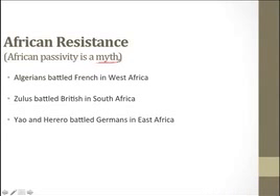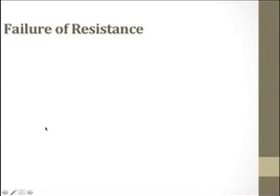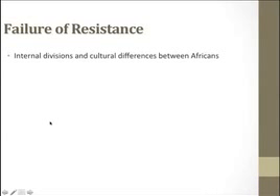The other thing that's important to understand is that it's actually a myth that when the Europeans took over Africa, the Africans just let them. There were many, many fierce battles. In Algeria, there was a big battle with the French. The Zulus in South Africa were one of the centralized states, an empire in and of themselves, and they fought the British, as well as the Yao and the Herero fighting the Germans in East Africa. So there was actually quite a bit of resistance, but it failed, and the reason it failed was, first of all, sometimes the Africans would fight against each other. They had cultural differences, and they certainly couldn't band together to fight as one.